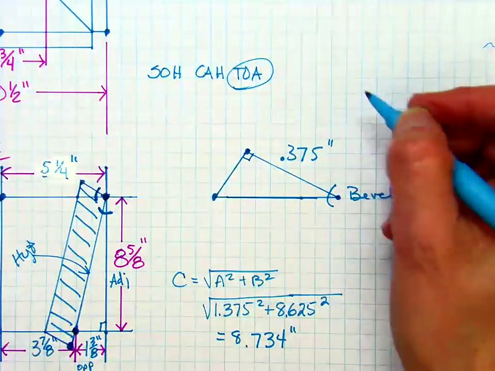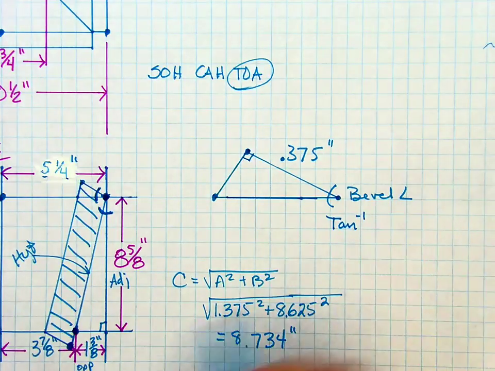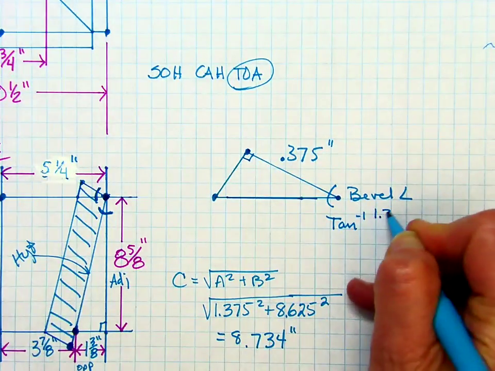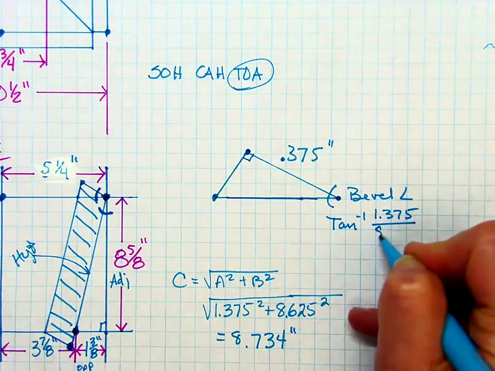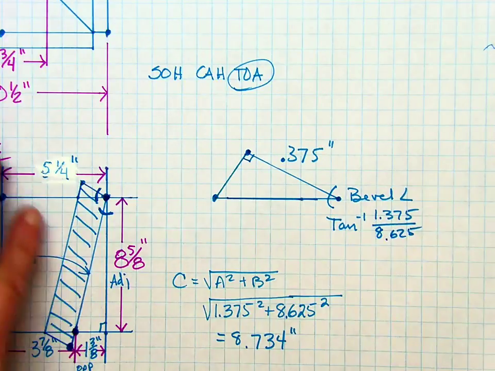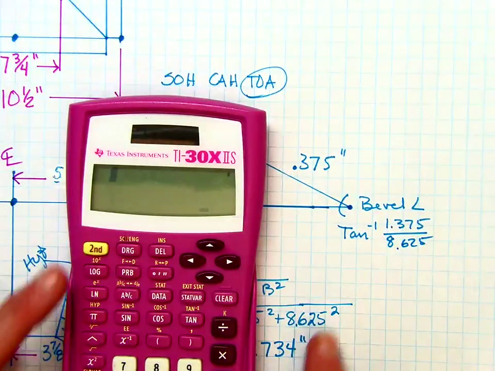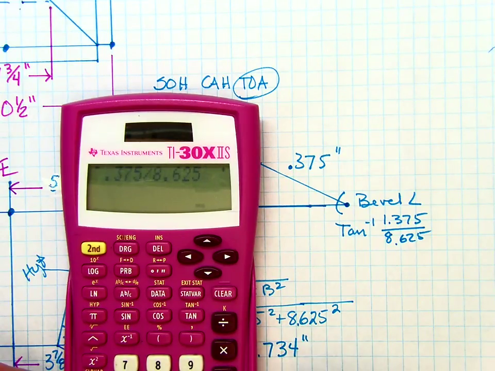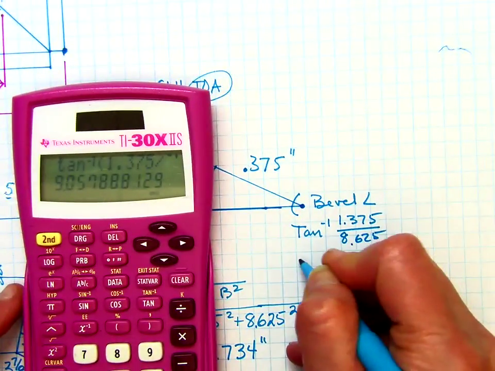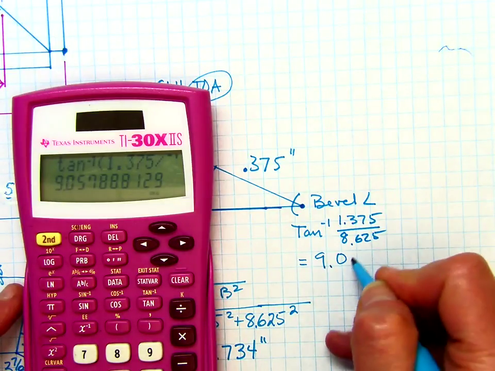So I'll go down here, inverse tan, opposite, which is 1.375, over adjacent, which is 8.625, and plug that in. And remember, with inverse functions, you want to hit that second button. So second tan 1.375 divided by 8.625, we're going to get 9.0578, so that's going to be 5/8.